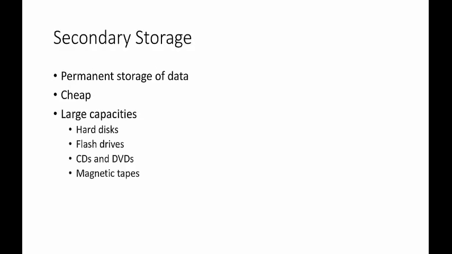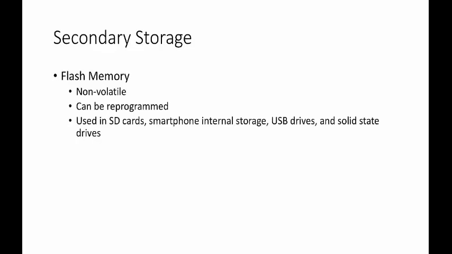Secondary storage. Your secondary storage is your permanent storage of data. It is cheap, and it has large capacities like your hard drive, your thumb drive, your CDs and DVDs, and your magnetic tape. Flash memory is basically your thumb drive, so it is non-volatile. It can be reprogrammed. It's used in SD cards, smartphone internal storage, USB drives, and solid-state drives.